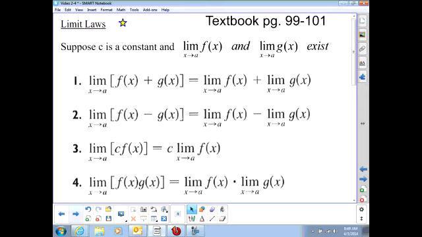Number 3, if we have a constant that's multiplying a function, that says that we can pull that constant out, take the limit of the function, and just multiply it back in. So, for example, if you had 7x squared for the function, you could take your limit of x squared, see what you get, and then multiply that by 7, and that'll be the same as if you took the limit of 7x squared.